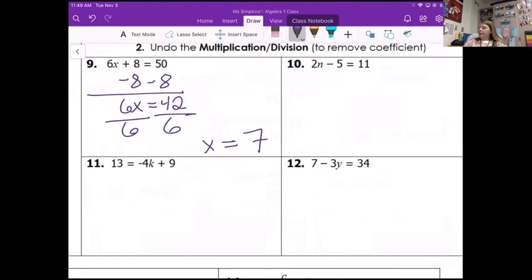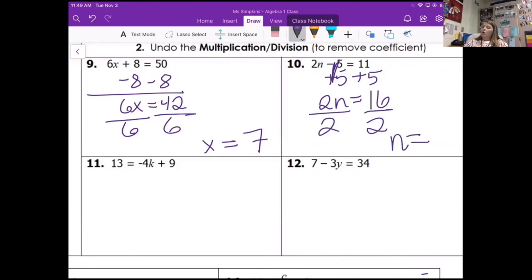So same thing on number 10. What 2 things are happening to n that are variable? Multiply by 2, subtract by 5. So let's undo those 2 things. The opposite of subtract by 5 would be add. So we're left with 2n, because these minus 5 and plus 5 cancel, which was my goal. 11 plus 5 would be 16. n is being multiplied by 2. The opposite would be divide. So n would equal 8. Good. N would equal 8.